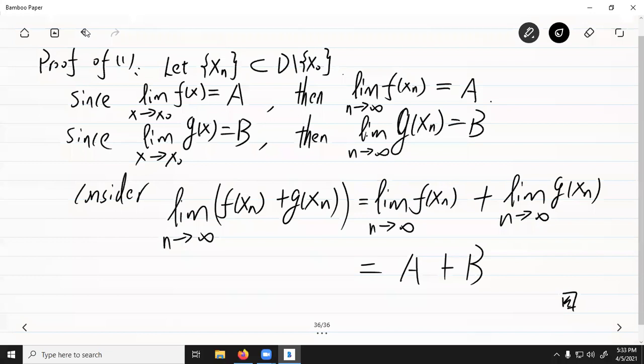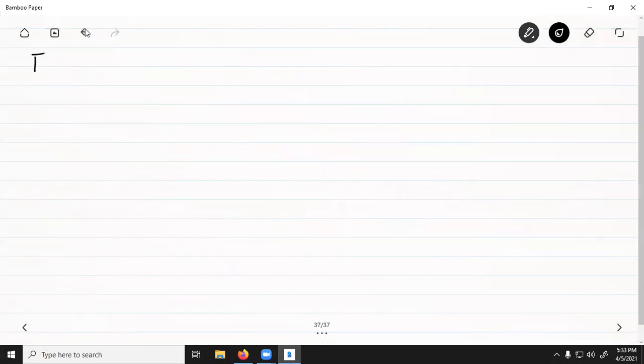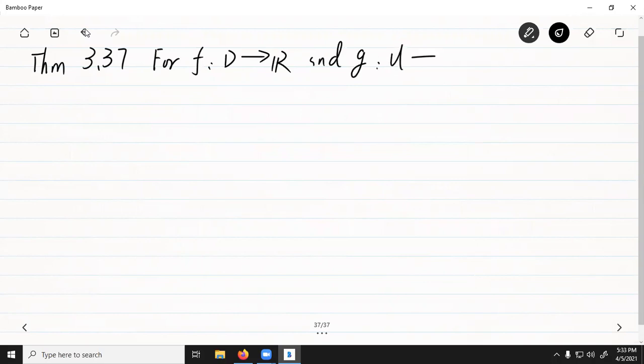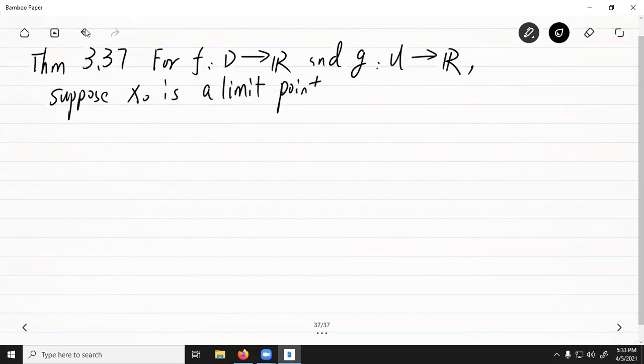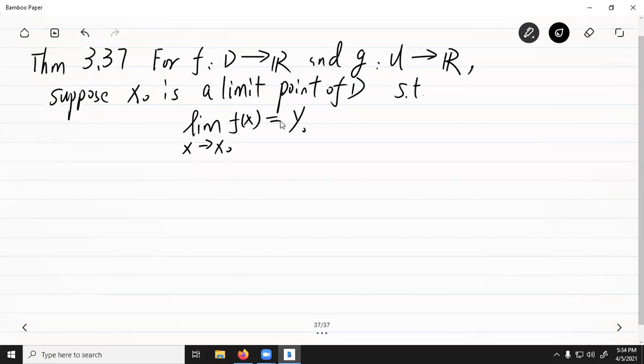Okay. So this is the next part. Now let's look at another theorem, 3.37. Let us consider a function f from D to R, and a function g from U to R. Suppose x0 is a limit point of D, such that the limit as x approaches x0 of f of x is equal to y0. Okay.